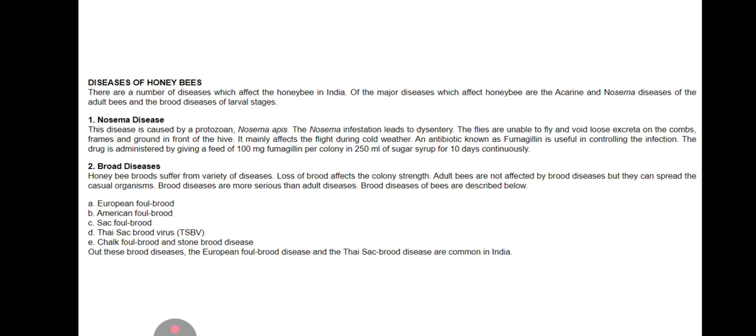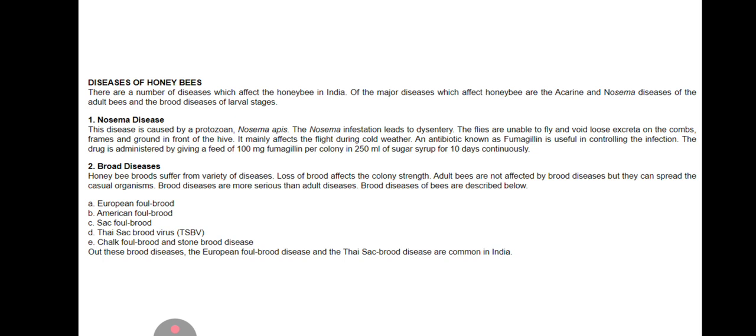This causes dysentery in these particular insects. The disease is caused by the protozoa Nosema apis. The bees are unable to fly and void loose excreta on the combs, frames, and ground in front of the hive. It mainly affects bees during cold weather. An antibiotic known as fumagillin is useful in controlling the infection. The drug is administered by giving a feed of 100 mg fumagillin per colony in 250 ml of sugar syrup for 10 days continuously, which will control the dysentery in bees.